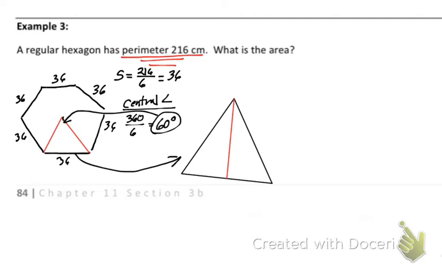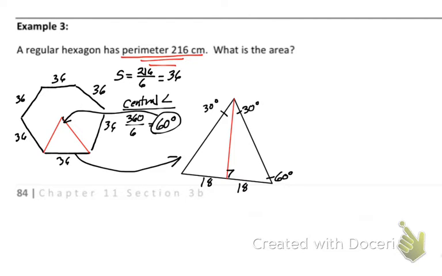If our angle is 60, that makes our new angles 30 degrees, 30 degrees. This is a right triangle, so it's a 30-60-90. The base is 36, so this is actually 18. I have a 30-60-90 triangle.